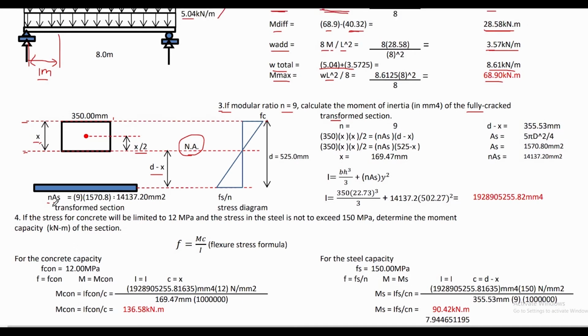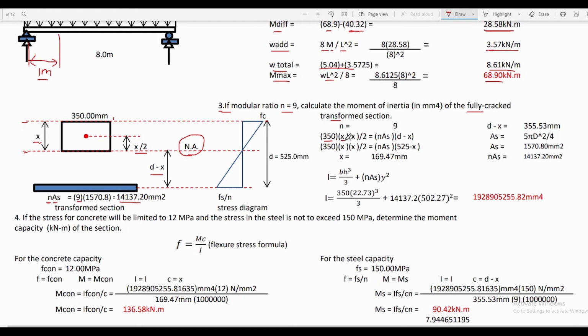Applying the formula for computing the area of a circle, that is pi d squared divided by 4, we can solve for the area. We multiply by 5, that is 5 pieces, then we multiply it by n, that is 9, and we have this value, 14,137.20 millimeter square. And it is located at the distance of d minus x about the neutral axis. Then we will equate those two areas.